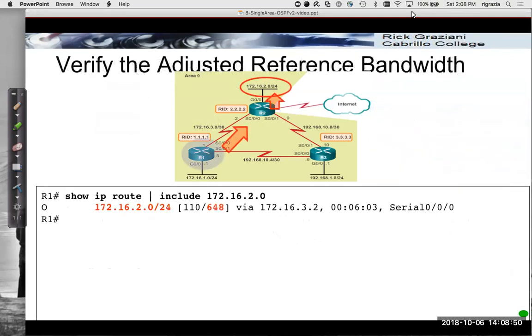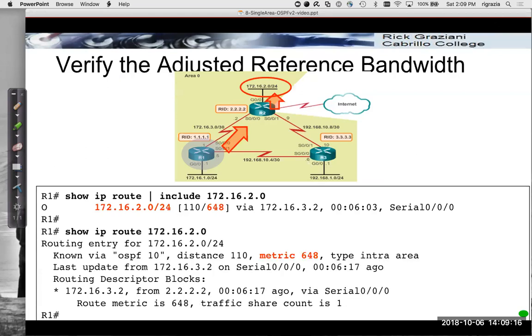Okay, so how do we see it in the routing table? How does this all work? We always said it's the cumulative cost of the outgoing bandwidth. So let's take a look. On R1, I do show ip route, and I'm just going to take a look at the 172.16.2.0. I get a metric of 648. By the way, that number preceding it, the 110, is the administrative distance for OSPF. And if I do show ip route and specifically that network, I get actually more information. It tells me specifically the metric is 648. So how did it come up with 648?